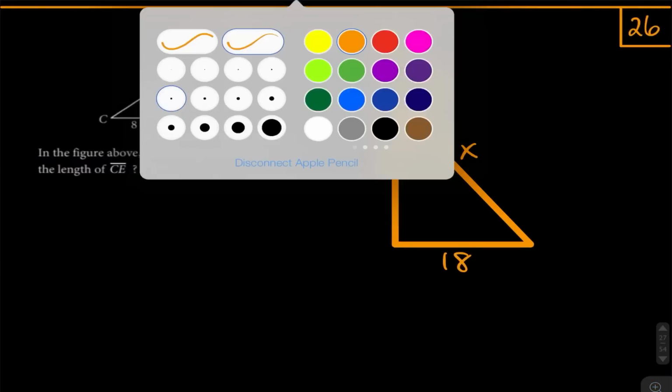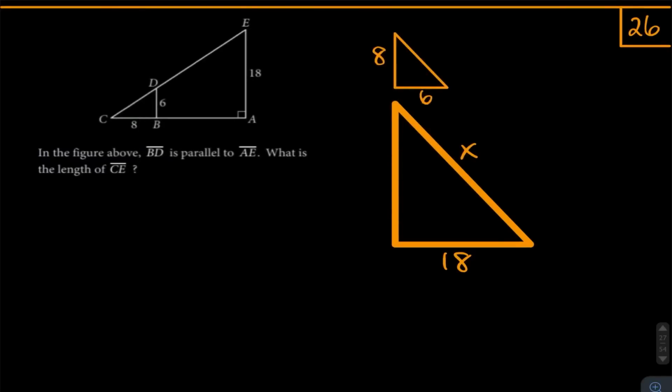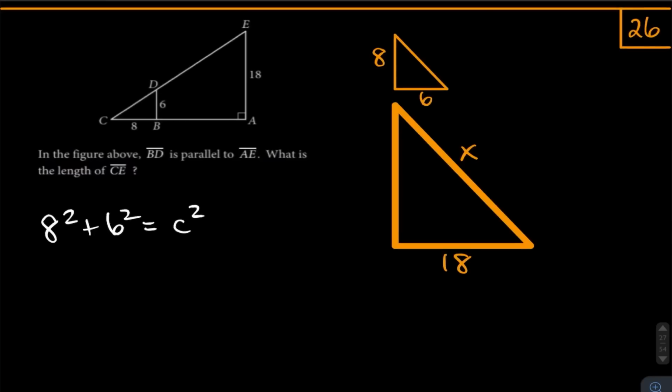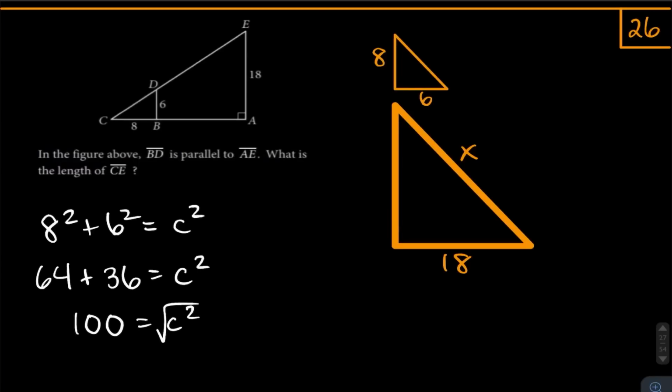If we use the Pythagorean theorem in that smaller triangle, we get 8 squared plus 6 squared is equal to c squared. This is actually a Pythagorean triple, because 8 squared is 64, 6 squared is 36, and added together that's 100. Then square root both sides, and you get c is equal to 10. So this side right here is 10.